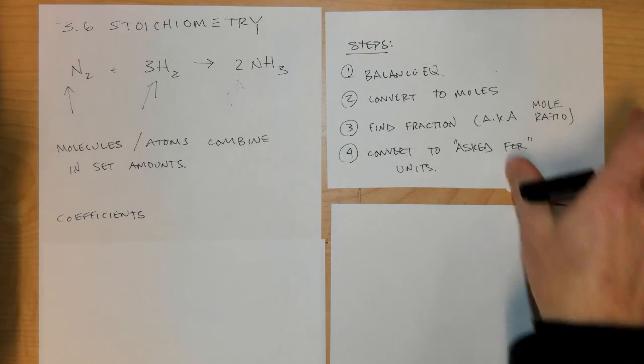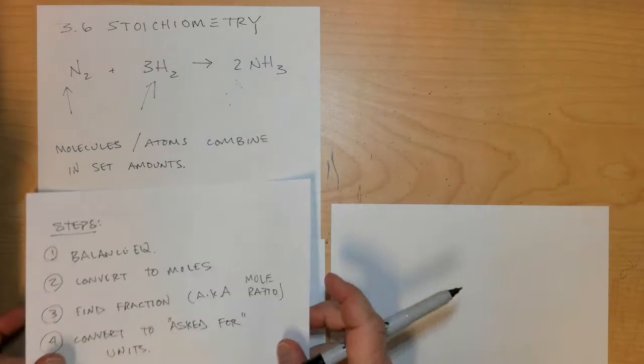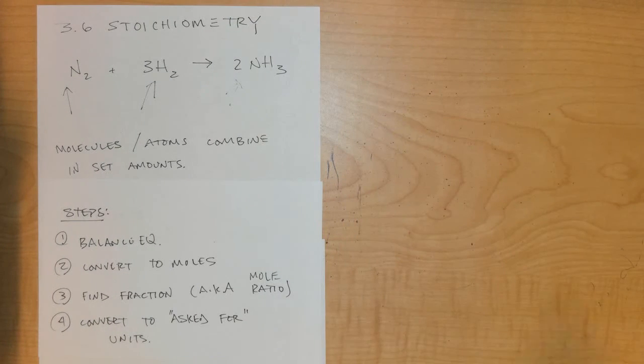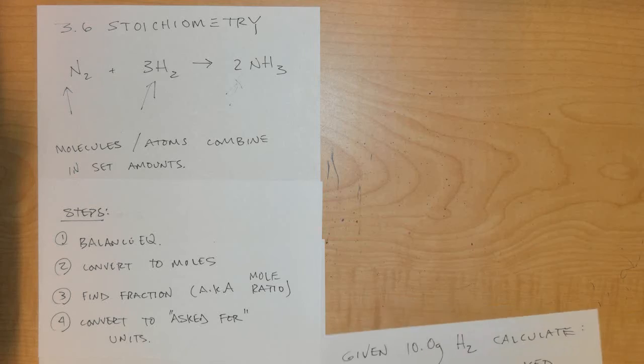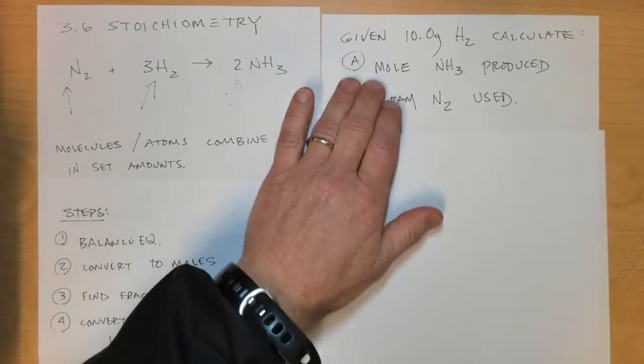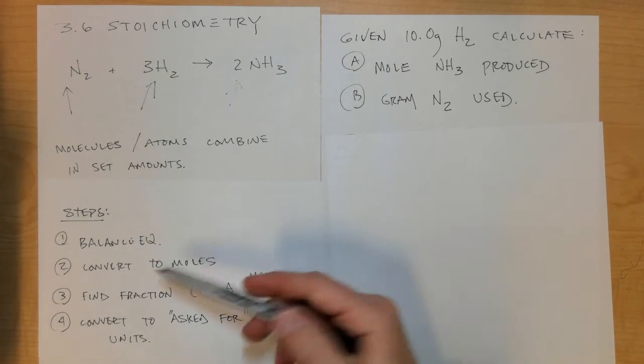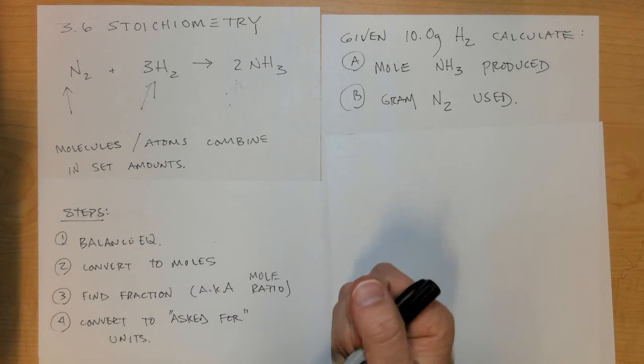I'm going to do 2 example problems here using our balanced equation right here. The first example problem is, given 10 grams of H2, calculate the moles of NH3 produced. And in letter B, calculate the grams of N2 that are used. So I'm going to walk through these 4 steps for each one of those.